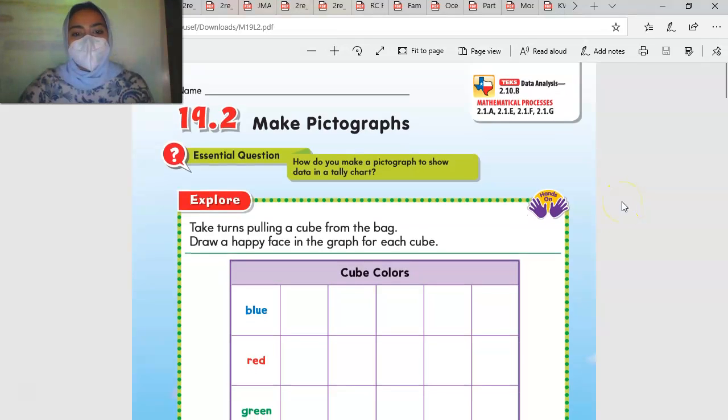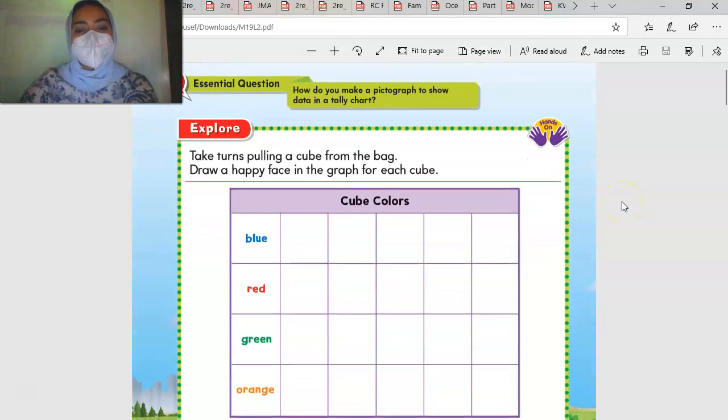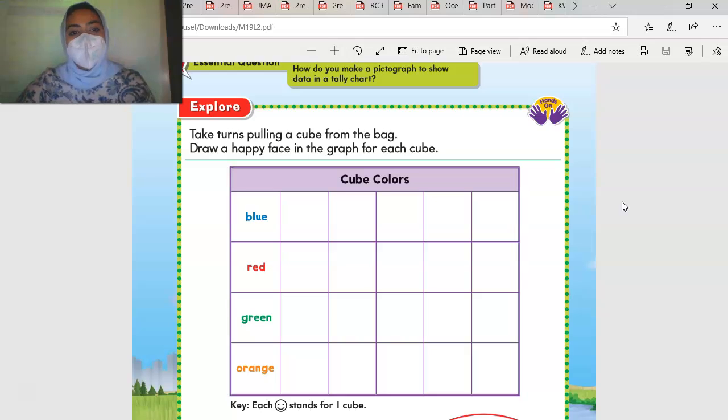Make pictographs. How do you make a pictograph to show data in a tally chart? Take turns pulling a cube from the bag. Draw a happy face in the graph for each cube.